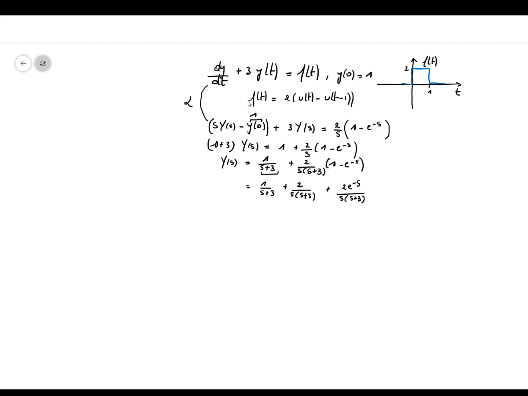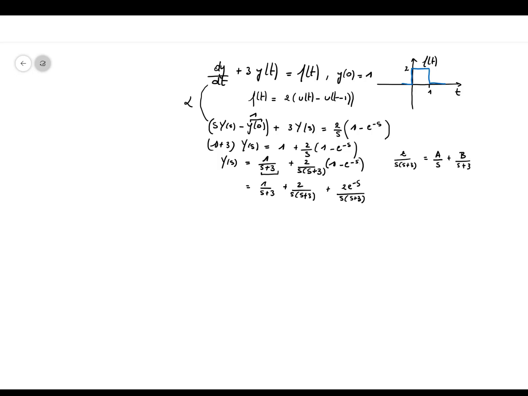Okay, and now you can do a partial fraction expansion for this one and a partial fraction expansion for this one, and you leave this one as a factor. So we'll have to do the partial fraction expansion of 2 over s times (s plus 3). We'll write it as a over s plus b over s plus 3.